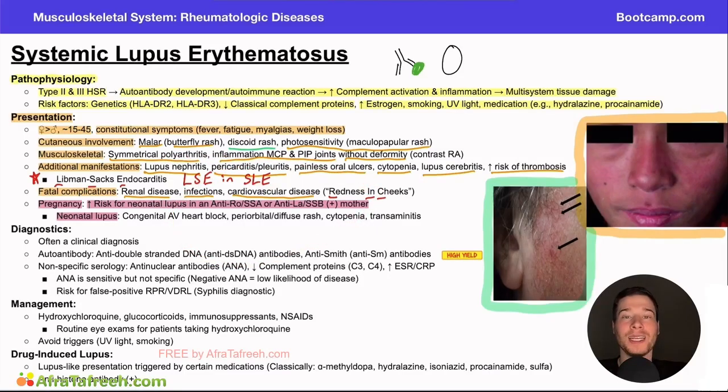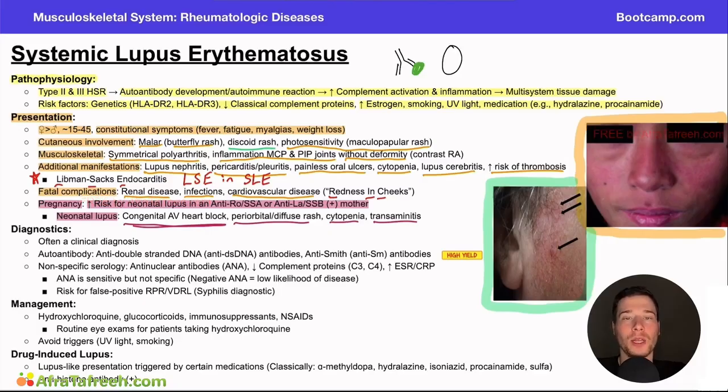If they have these antibodies, it increases the risk of a condition called neonatal lupus because these antibodies can pass through the placenta. So again, the association here is that patients who have lupus are at a higher likelihood of having Sjogren's syndrome as well. They're at a higher likelihood of having these additional antibodies, and thus a higher likelihood of passing them on to the fetus, causing neonatal lupus. This is very concerning because this can lead to congenital AV heart block, which as you can imagine can be problematic for a newborn baby. This can also lead to a periorbital or diffuse rash, as well as cytopenias and transaminitis. So again, a patient who has these antibodies that can pass through the placenta puts the baby at risk for further complications. Why?